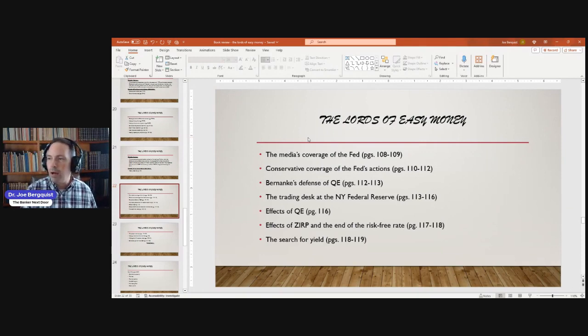Okay, so let's continue on here. Let's talk about conservative coverage of the Fed's actions. Conservatives cared about the Federal Reserve far more than liberals seem to. On November 3rd, quantitative easing was the top story on the conservative Drudge Report website, which featured a headline written in big red letters that said, "Big New Pump."